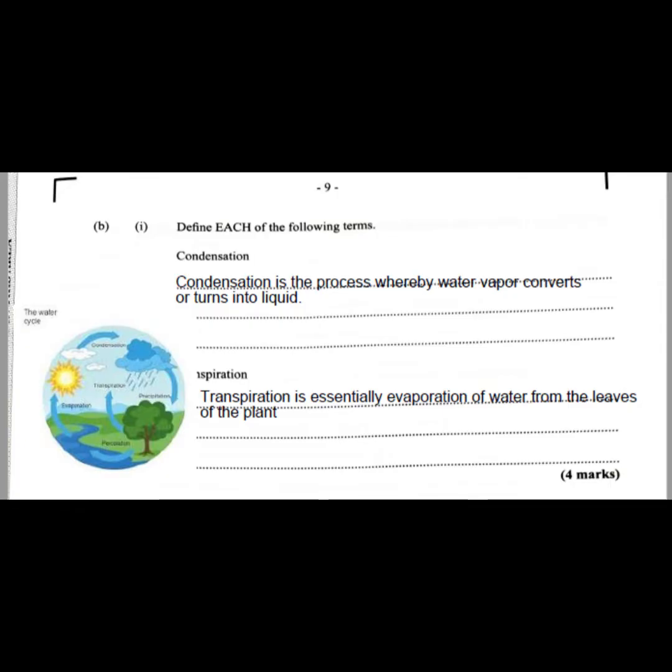So condensation is a process whereby water vapor converts or turns into liquid. And we know that sometimes condensation can appear as dews or other forms of liquid, while transpiration is essentially evaporation of water from the leaves of plants. Once you were able to define both terms correctly, then a total of 4 marks belong to you.